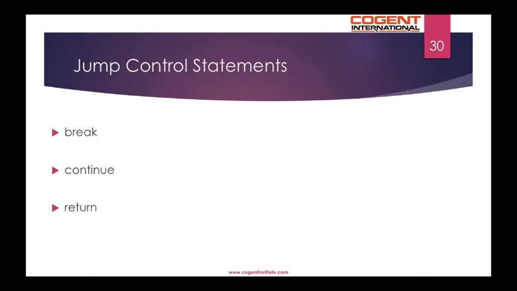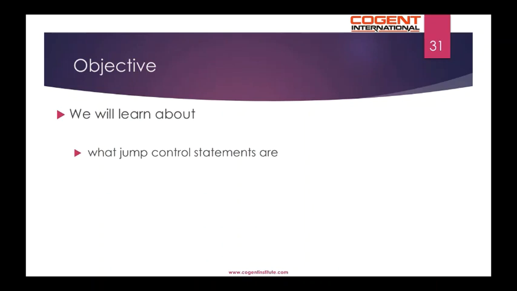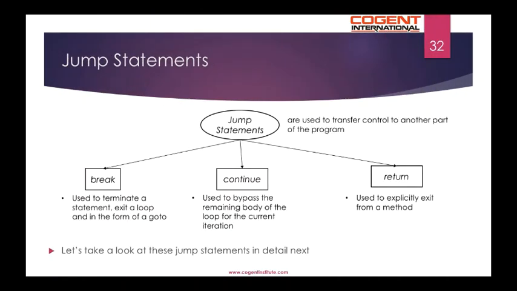In this module, we will look at the jump control statements in Java. The objective is to learn about what jump control statements are and what are the uses of these control statements. Jump statements are used to transfer control to another part of the program. There are three types of jump statements in Java: break, continue, return.